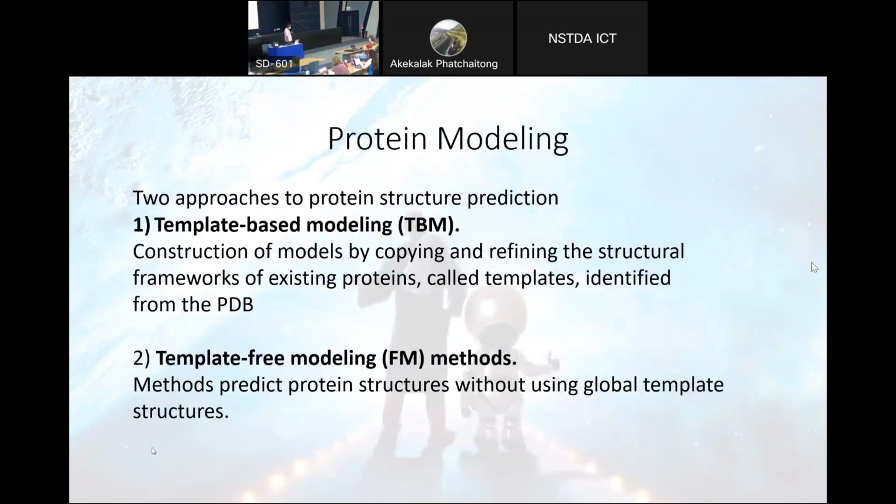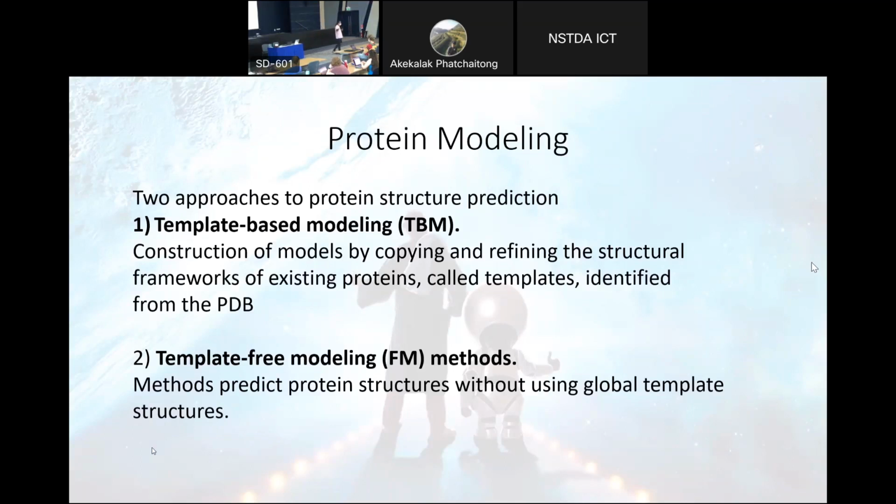But as I said, experimental determination of structure takes time and costs a lot of money and resources. It will never catch up with sequencing, because nowadays Illumina sequencing can do 48, 96 samples in a matter of hours. There is no way experiments on structure will catch up with that. So that's where protein modeling comes in.